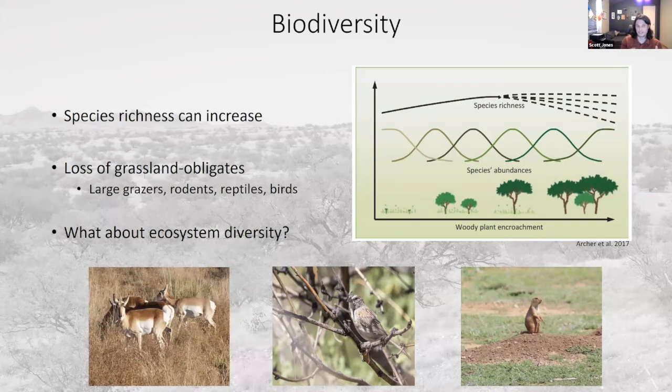actively avoid heavily shrubbed areas because they don't like to not be able to see around them, to rodents like the black-tailed prairie dog. If you ever go out and check out the reintroduction project in Las Cienegas, you'll notice that they actively remove shrubs from around their location due to those being nesting habitats for raptors and making it easier for them to be picked off. To these grassland obligate birds like the Botteri's sparrow here. And then I think we also need to look at what about ecosystem biodiversity?